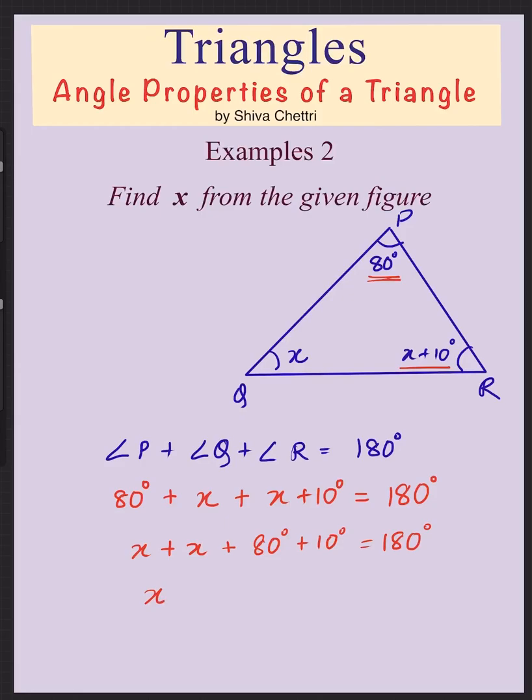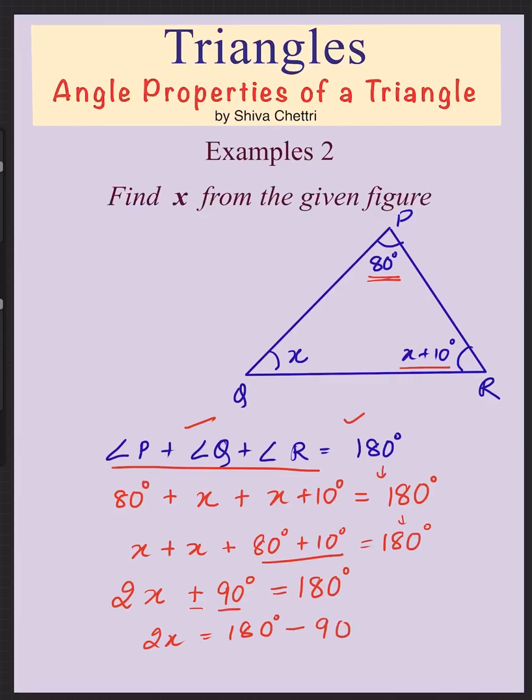So x plus x gives you how much? 2x plus 80 plus 10 is 90 degrees. That equals 180 degrees. You have to compare: PQR is equal to 180, then you just replace the value, it has to be the same throughout. So 2x plus 90 equals 180 degrees. If you take this 90 to the other side of the equal sign, plus 90 will be minus 90. So 2x gives you 180 minus 90, which is 90.